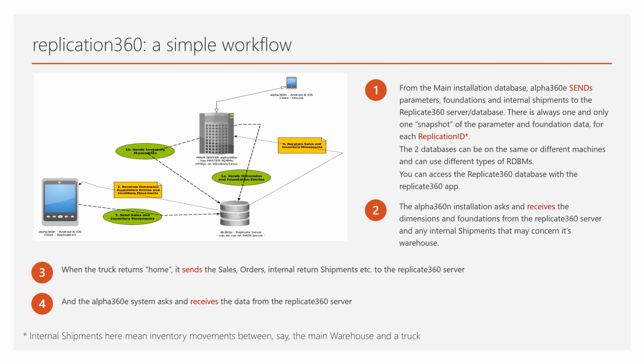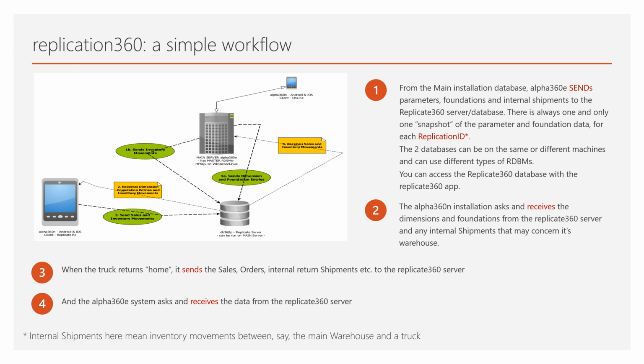When the truck returns home after working on site, the alpha360N smartphone sends the sales, the orders, and the internal return shipments to the replicate server. And the alpha360e system asks and receives the data from the Replicate 360 server.